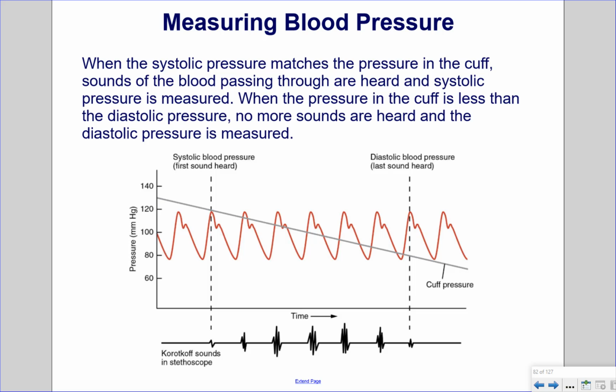Measuring blood pressure. When the systolic pressure matches the pressure in the cuff, sounds of the blood passing through are heard and systolic pressure is measured. When the pressure in the cuff is less than the diastolic pressure, no more sounds are heard and the diastolic pressure is measured. So the pressure of the cuff is represented by this black line up here, and then the pressure in the artery are these lines down here in red. So as soon as the pressure in the artery matches the pressure in the cuff, we get the systolic pressure.